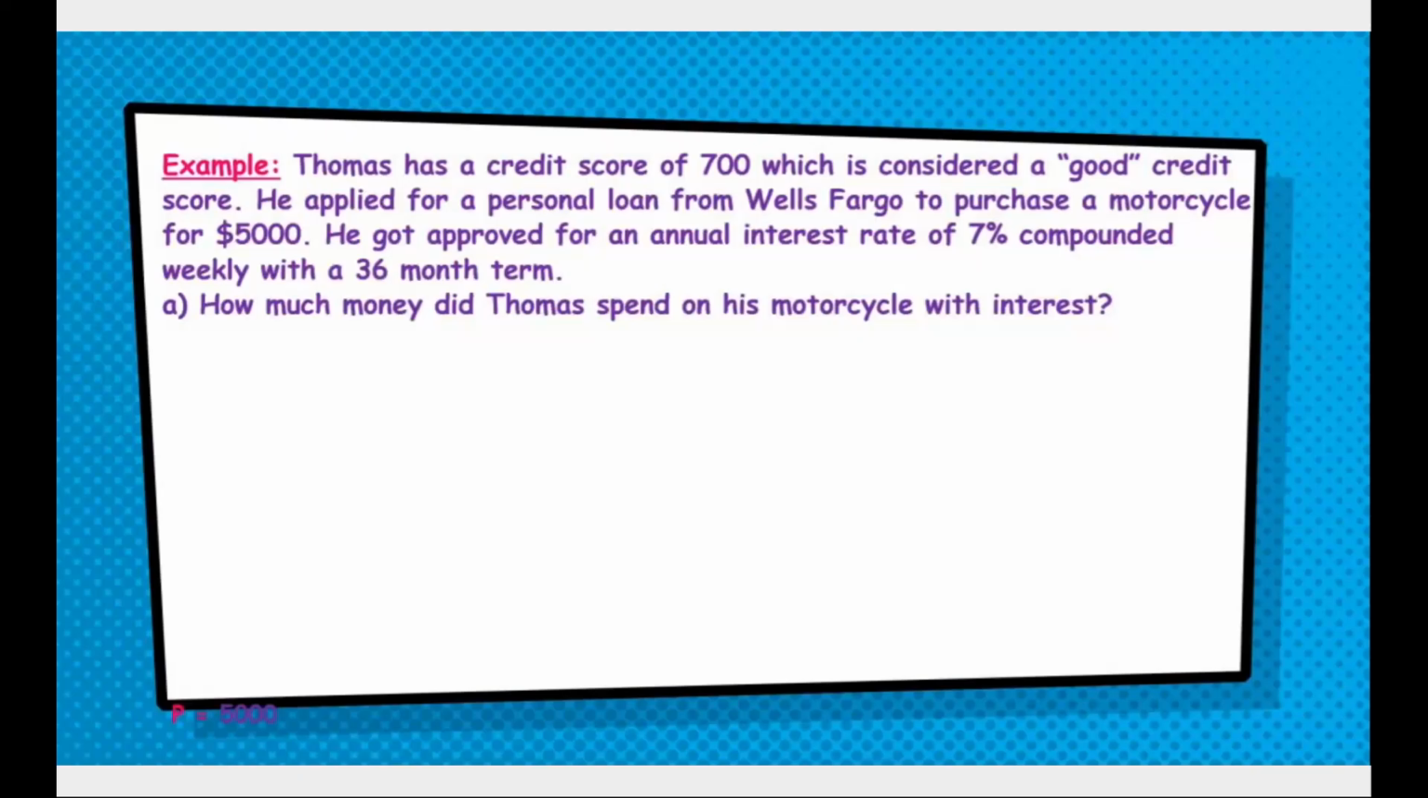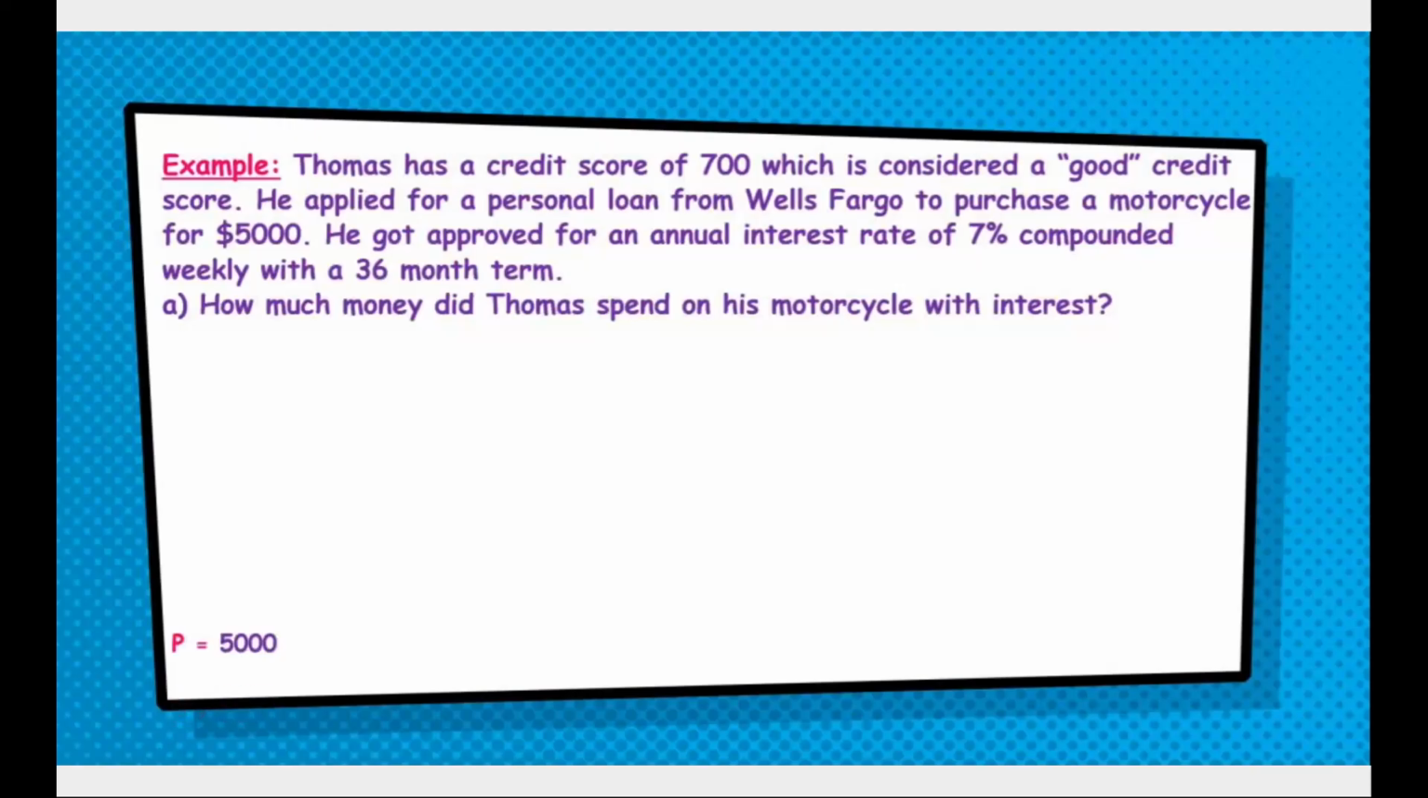So let's look at an example real quick, utilizing credit scores. I just made these up, but this is a realistic example. Thomas has a credit score of 700, which is considered good. He applied for a personal loan from Wells Fargo to buy a motorcycle for $5,000. He got approved, and his annual interest rate was 7% compounded weekly with a 36-month term. How much money did Thomas spend on his motorcycle with interest?